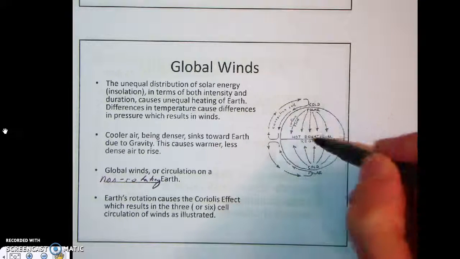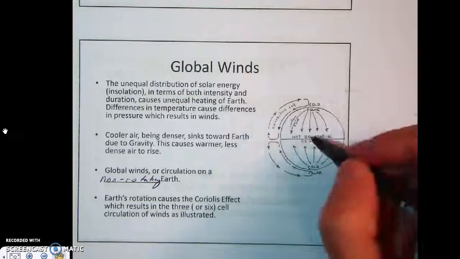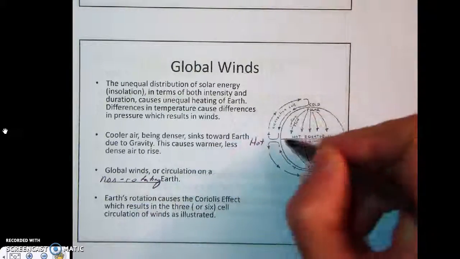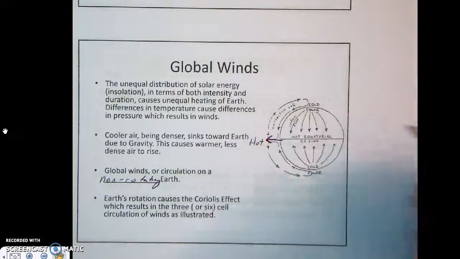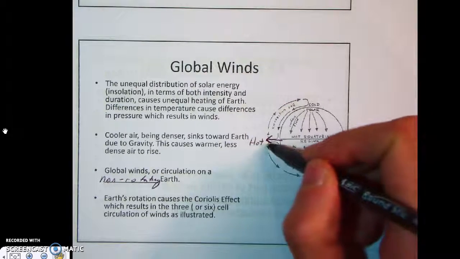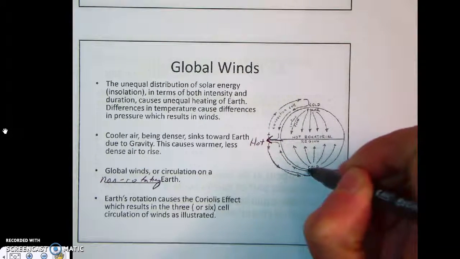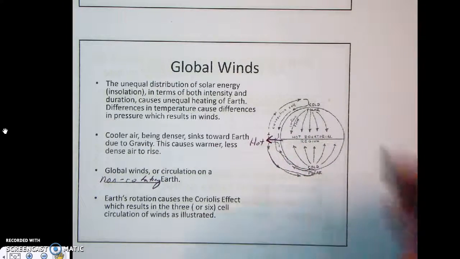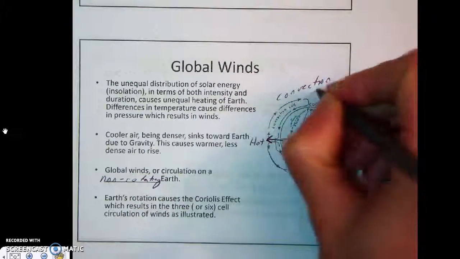But if we simplify the process, we have our equator, and we know that it's hot here. So we're going to have hot air rising up at the equator. Then as it cools, it's going to sink and move towards the poles. It's going to get cold, and head back towards the equator again. This is the convection cycle that we've talked about many times.